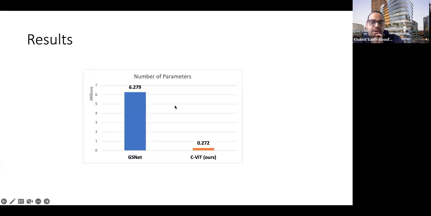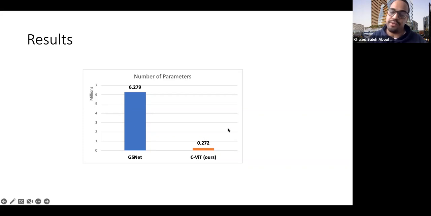figure as well. This figure represents the number of parameters required by our model, CVIT, and GSNet for training, the number of parameters that need to be optimized during training. As you can see, GSNet requires a huge number of parameters, more than 6 million, while our CVIT model only requires 0.27 million parameters.